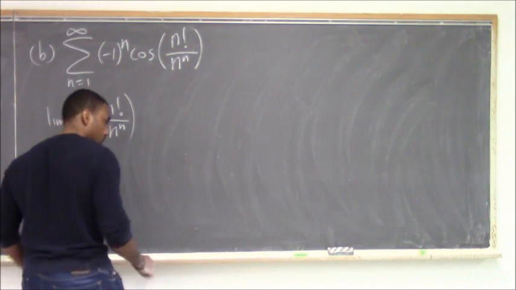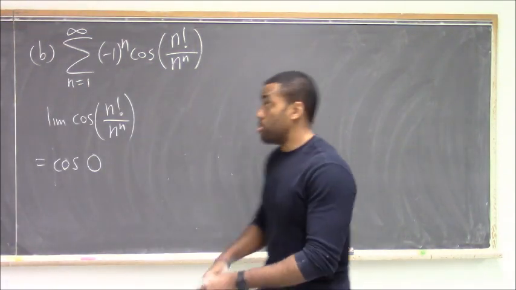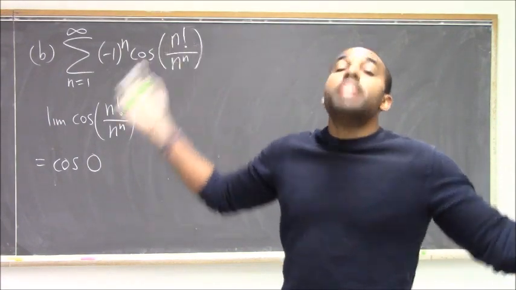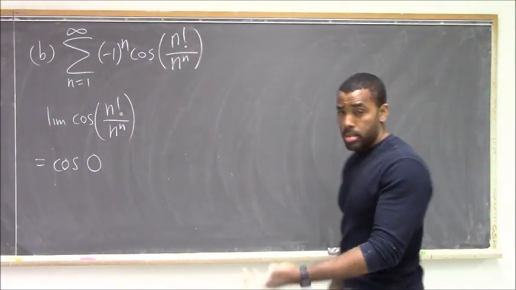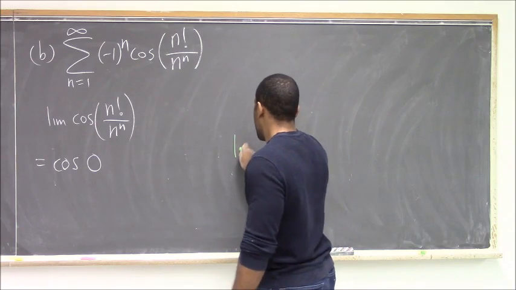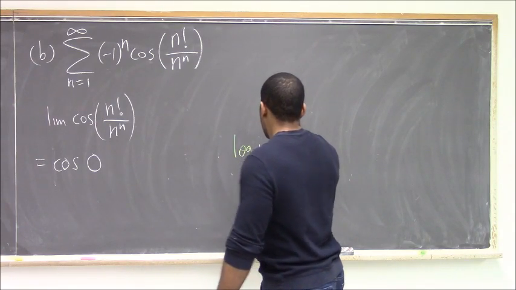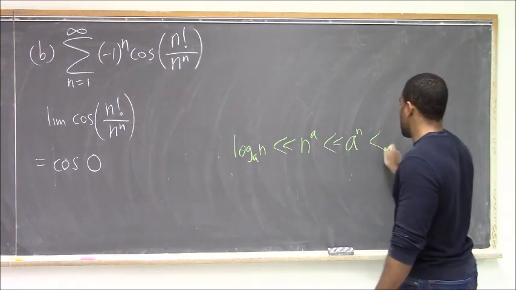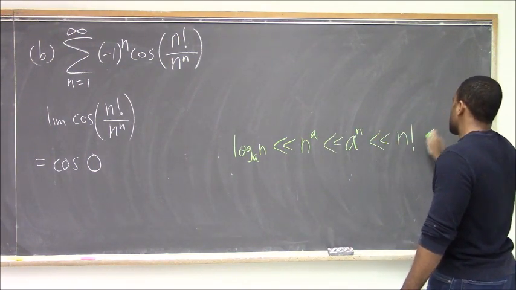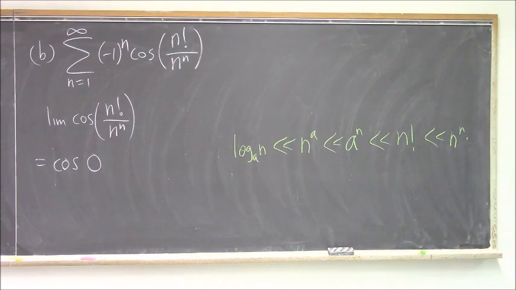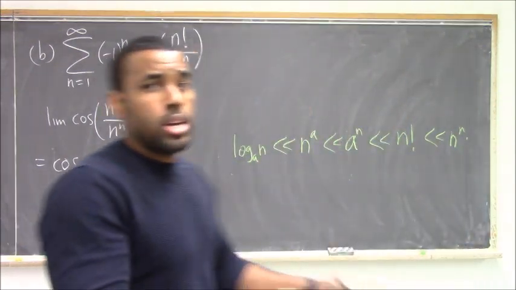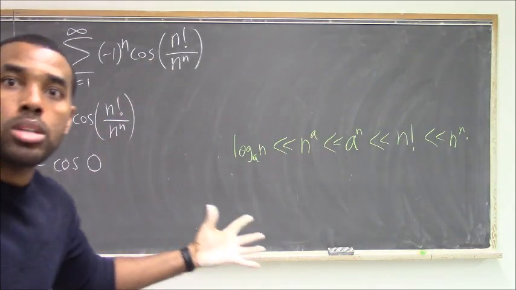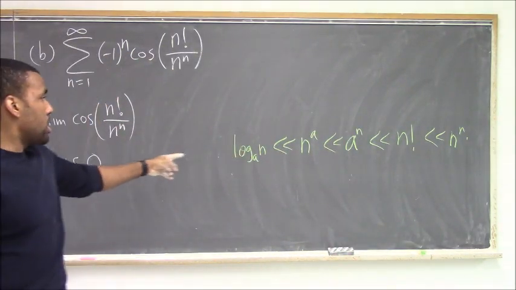Remember, we have a relationship which I've mentioned several times in this class. You've probably been beaten to death with it in Calculus 1 as well. At least I beat my students to death with it. Logarithms are always much smaller than polynomials, which are smaller than exponentials, which are smaller than factorials, which are smaller than variable exponentials. So as n is going off to infinity, the guys on the right are much larger than the guys on the left.